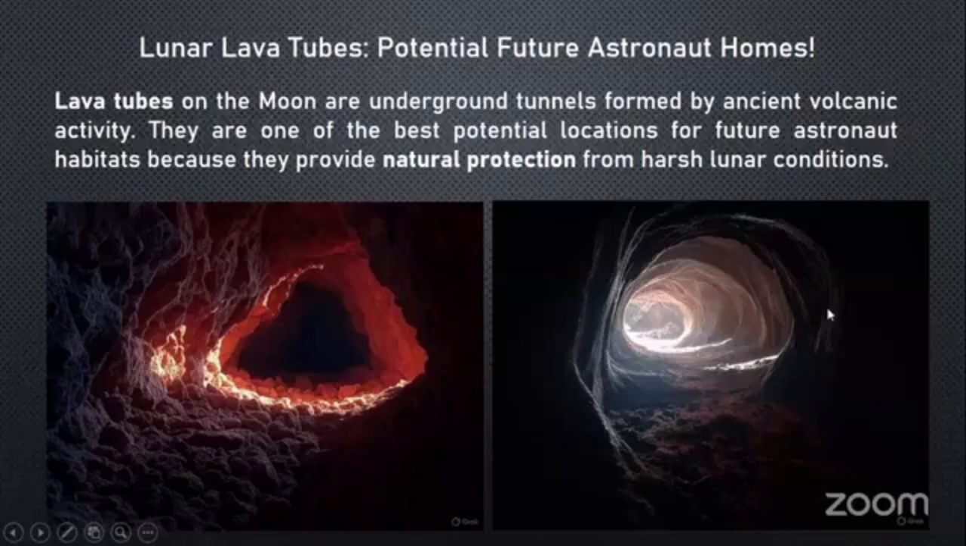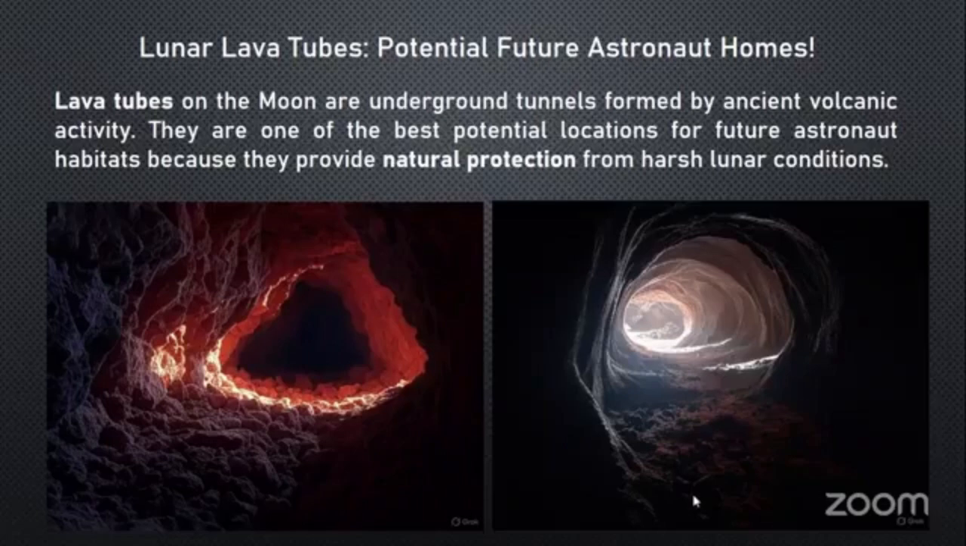Then, this is probably the most interesting part: lunar lava tubes. They are potential future astronaut homes. The lunar lava tubes are underground tunnels formed by ancient volcanic activity. They are one of the best potential locations for future astronauts' habitats because they provide natural protection from harsh lunar conditions. These are AI-generated images of lunar lava tubes. These are not real pictures, but this is roughly how big they are.